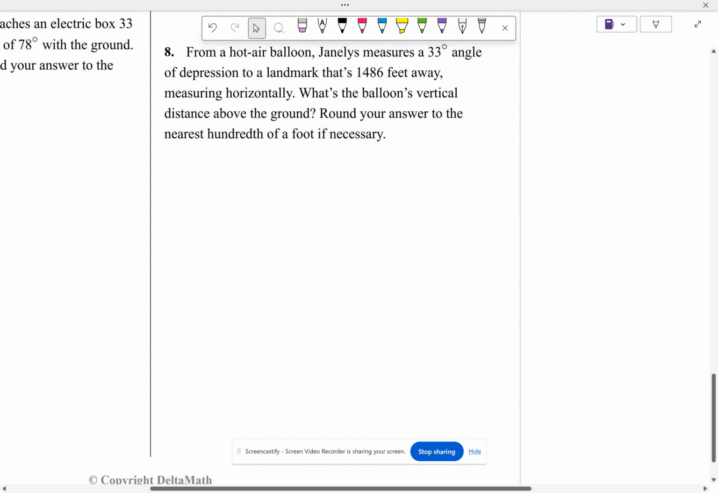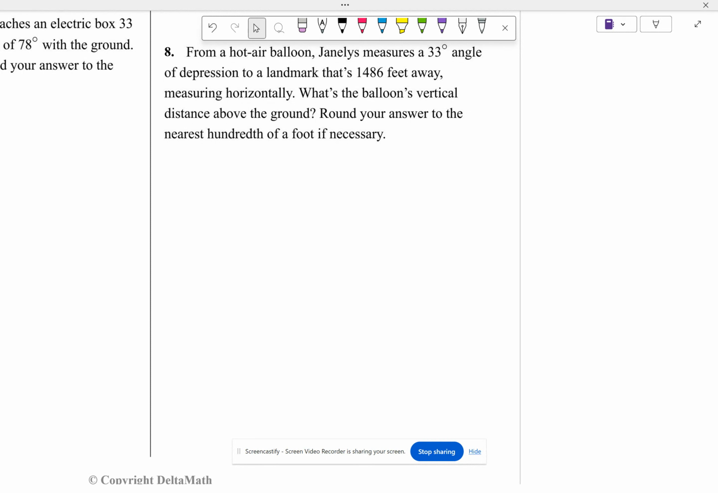All right. And then one more. Read it the first time through for some context. From a hot air balloon, I don't know how to say this name. I've never heard this name before. Janelys? Anybody know? I don't know. Person measures a 33-degree angle of depression to a landmark that's 1,486 feet away, measuring horizontally. What is the balloon's vertical distance above the ground? Round your answer to the nearest hundredth of a foot if necessary.